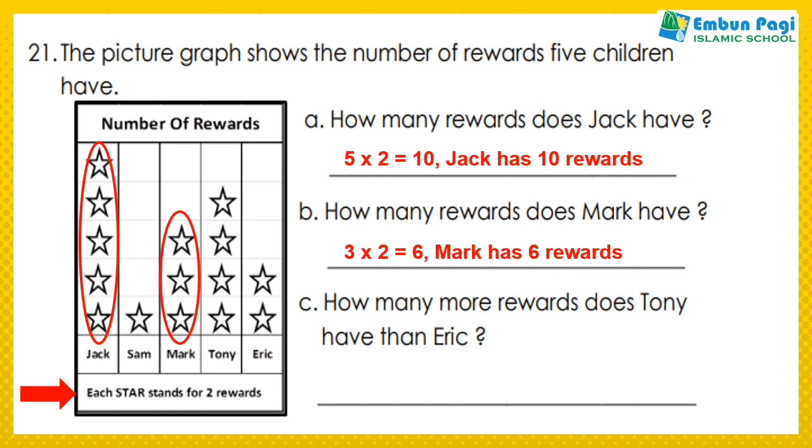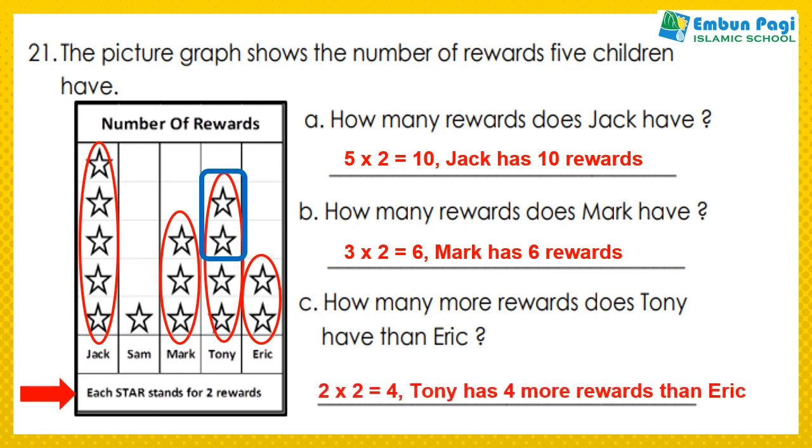Point C. How many more rewards does Tony have than Eric? Tony has 4 stars, and Eric has 2 stars, and each star stands for 2 rewards. So Tony has 2 more stars than Eric. It means 2 multiplied by 2 equals 4. Tony has 4 more rewards than Eric.